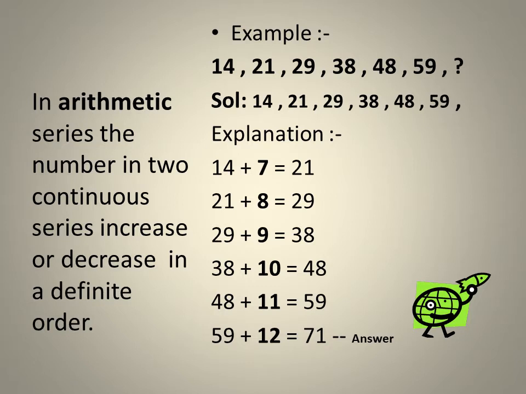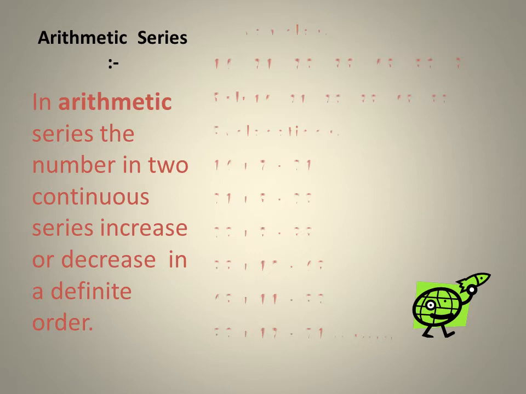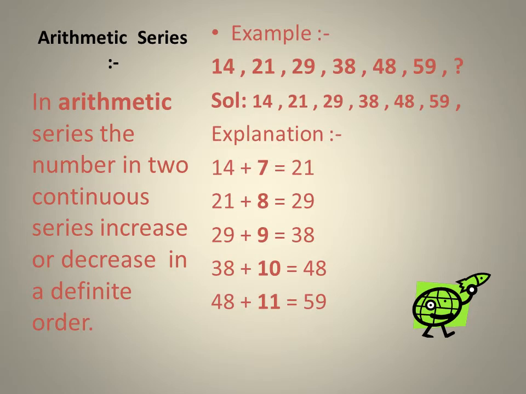Let's see an example of the arithmetic series. 14, 21, 29, 38, 48, 59 and question mark. How do we find this question mark? Now the expression is: 14 plus 7 we get 21, 21 plus 8 we get 29, 29 plus 9 we get 38, 38 plus 10 we get 48, 48 plus 11 we get 59, and 59 plus 12 we get the answer.